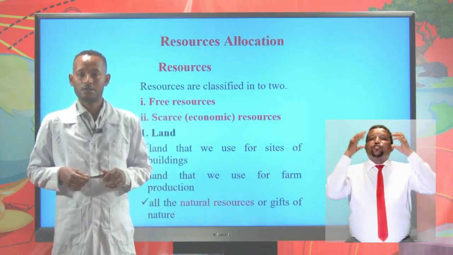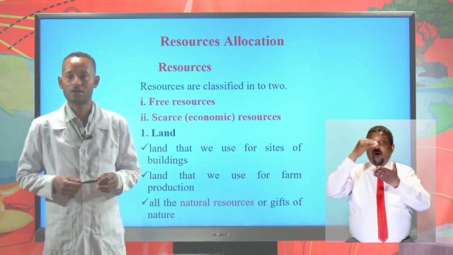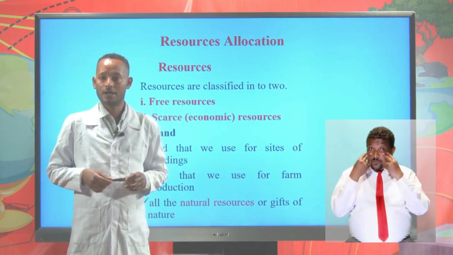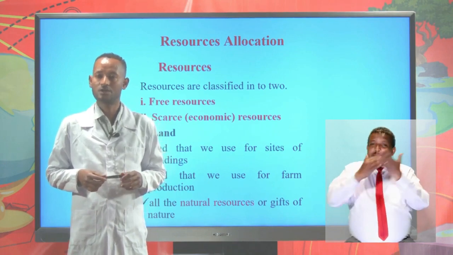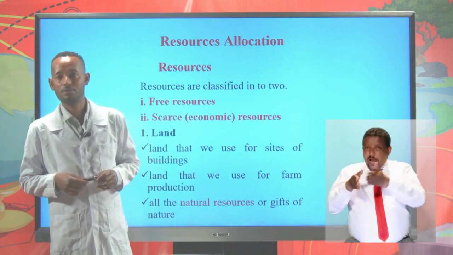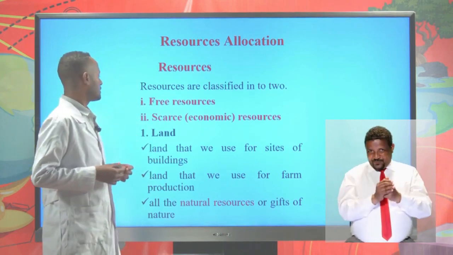This is the third revision lesson of Unit 1, which is about resource allocation. So we are going to see the resources and some basic concepts of economics, more specifically the production possibility frontier or curve. Let's start with the resources.